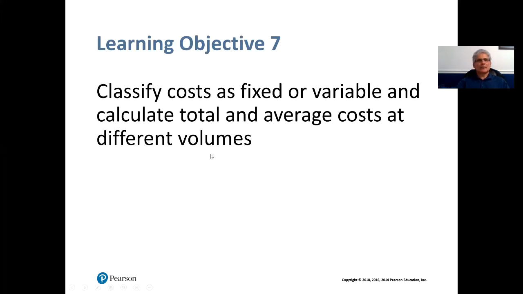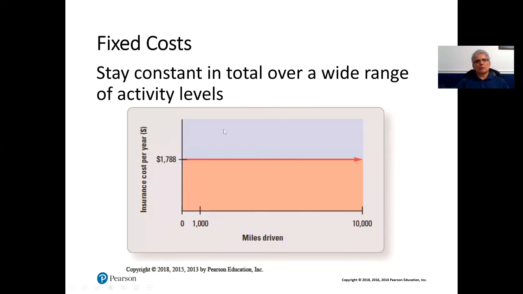Okay, learning objective number 7, we're going to talk about classifying costs as fixed or variable and calculate total and average costs at different volumes. Another concept, or these terms are going to be used in future chapters, so you really want to get a hold of these.